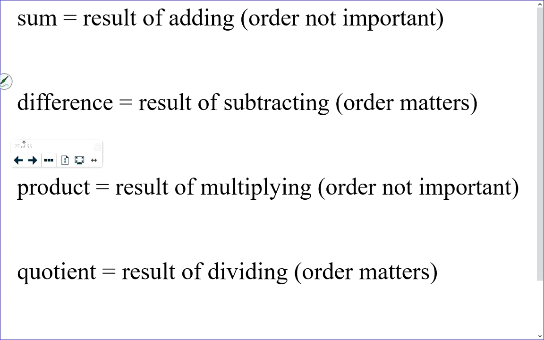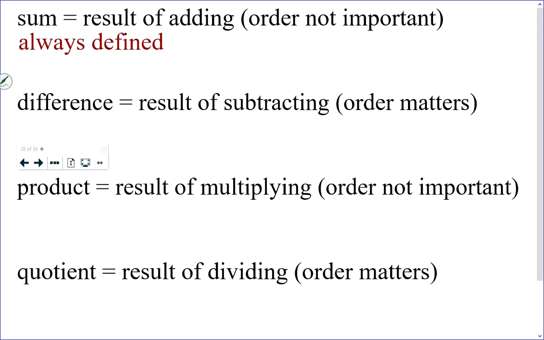It doesn't affect the answer. The word difference is the result of subtracting, and the order in which you subtract matters. A product is the result of multiplying, and order is not important, but for a quotient, order is important. A quotient is the word we use to mean the result of division. So 100 divided by 50 is 2. But 50 divided by 100 is not 2. It's 1 over 2. So order matters when you're dividing.